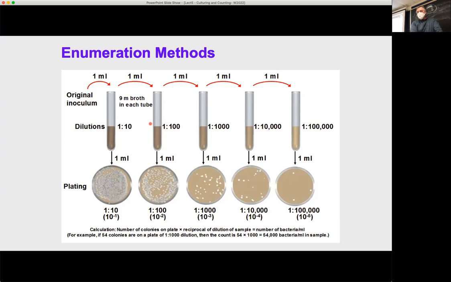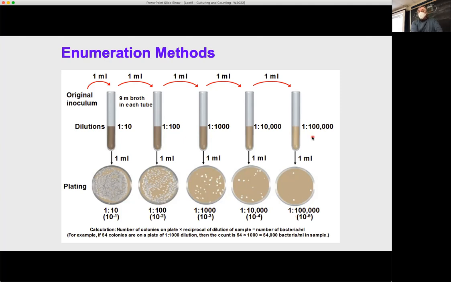1 mil into 9 mil. That's how come it's going from 1 in 10 to 1 in 100 to 1 in 1,000, 10,000, 100,000. And it's also based on these exponents, 10 to the minus 1, 10 to the minus 2, 10 to the minus 3, 10 to the minus 4, 10 to the minus 5.